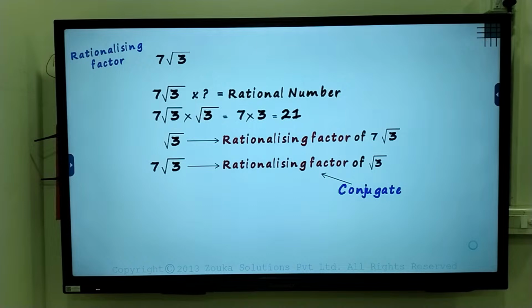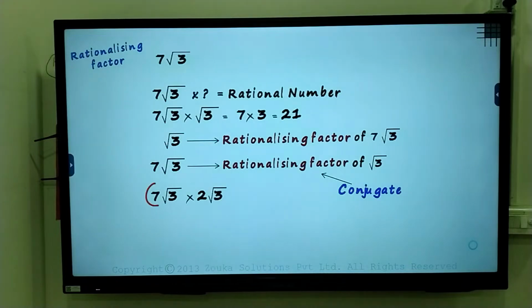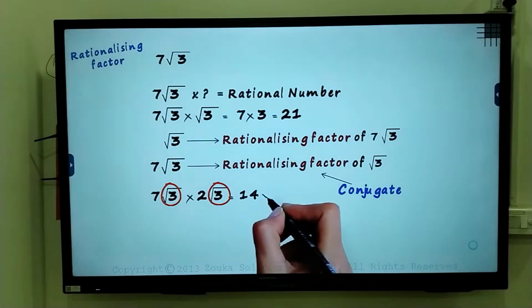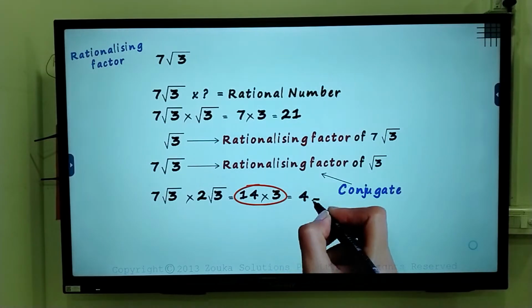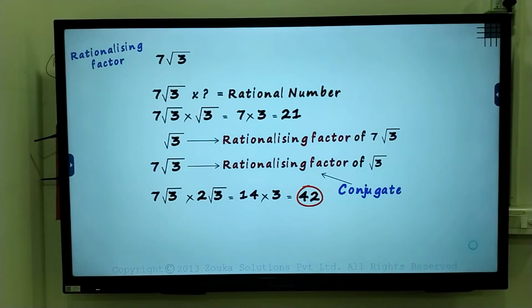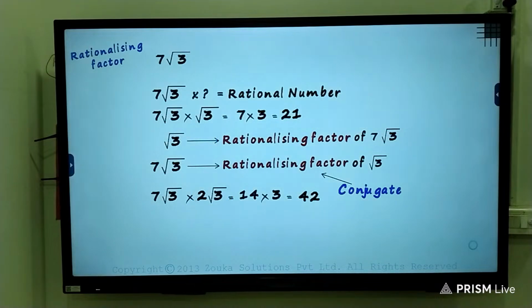Is the rationalizing factor of a number unique? Is root 3 the only rationalizing factor of 7 root 3? Let's try multiplying 7 root 3 with 2 root 3. 7 multiplied by 2 is 14 and root 3 multiplied by root 3 equals 3. This will equal 14 multiplied by 3, which equals 42. 42 is a rational number. So we can say that 2 root 3 is indeed a rationalizing factor of 7 root 3.